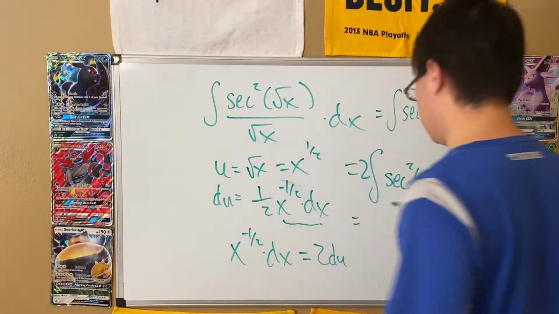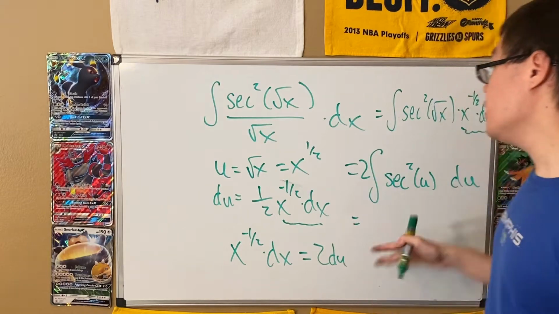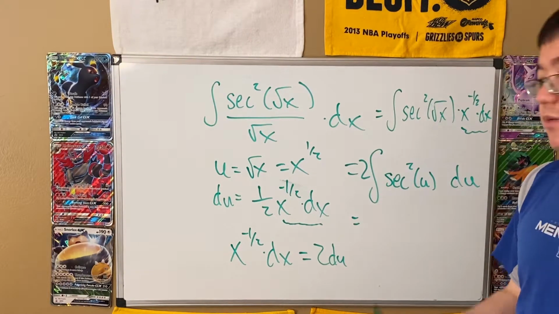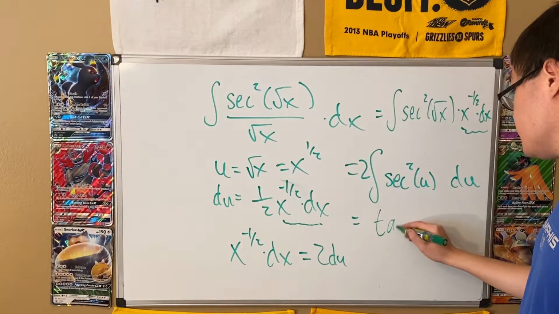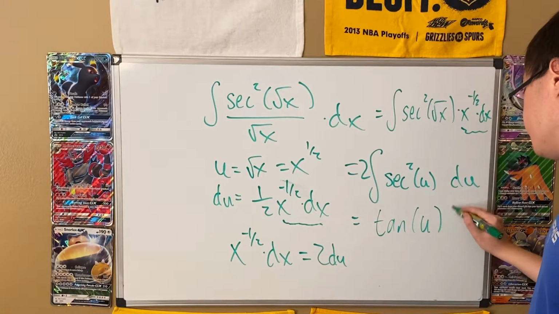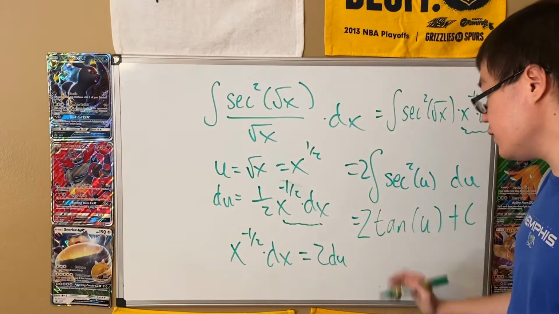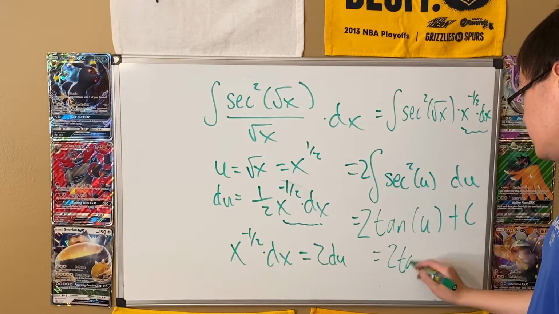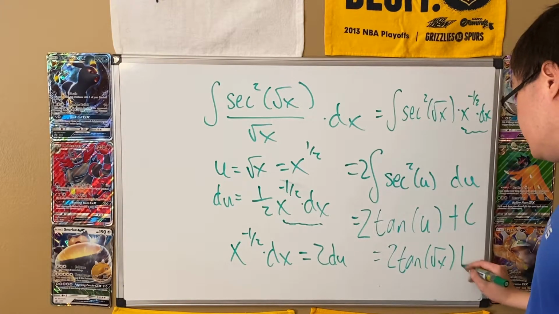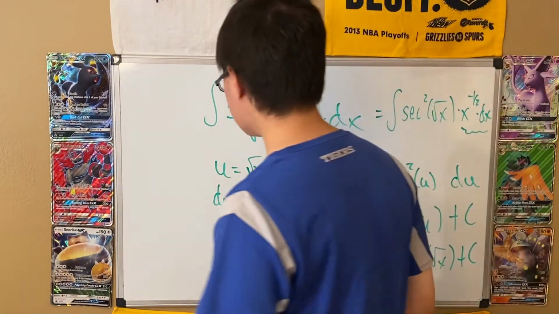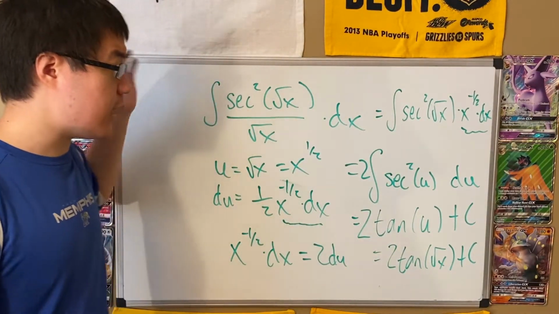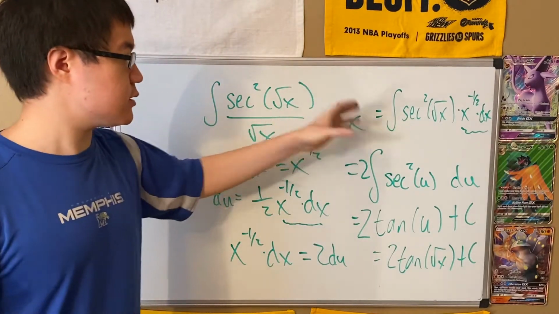And now notice that there are no more x's, so that's a good sign. Also, I need to be able to take the antiderivative, but I do know the antiderivative. It's just going to be tangent. This is going to be tangent of u plus c. There's a 2 in the front, and at the very end, replace the u with what it is: 2 tan of square root of x plus c. And that's it. So as you do these questions more and more, you'll be able to recognize these simpler tricks.